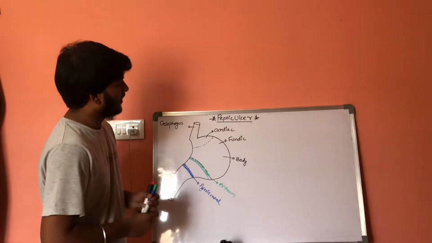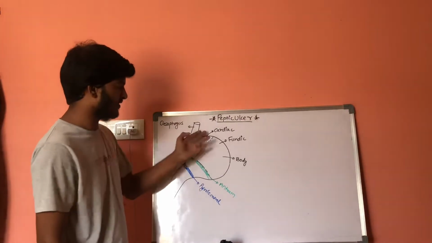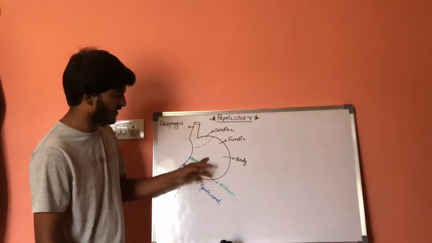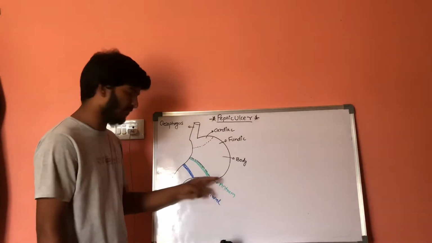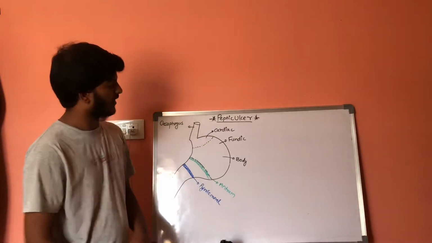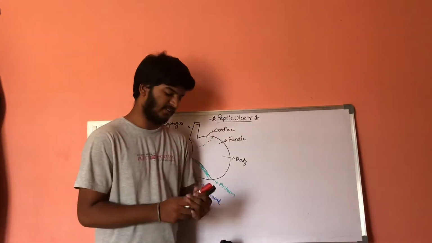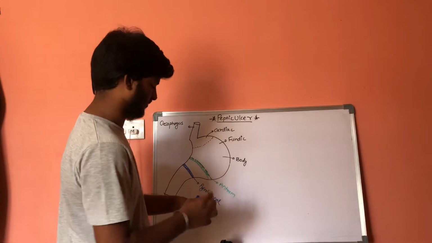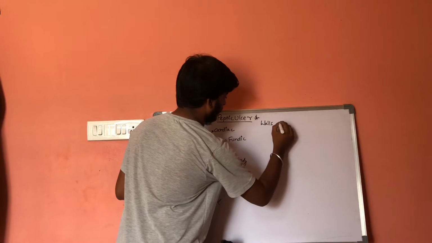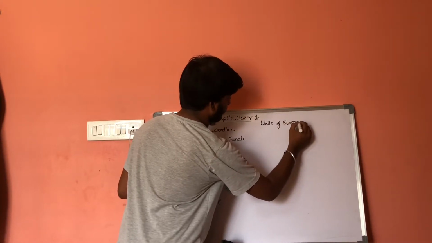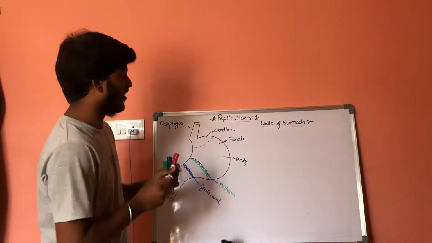Now, this is some introduction to the anatomy of the stomach. This is esophagus, this is cardiac stomach, this is fundic stomach, this is body, and this is called pyloric stomach. It is divided into two regions: one is antrum, and another one is pyloric canal. If we discuss the walls of the stomach, there are four different walls present. Let us discuss the walls of the stomach.